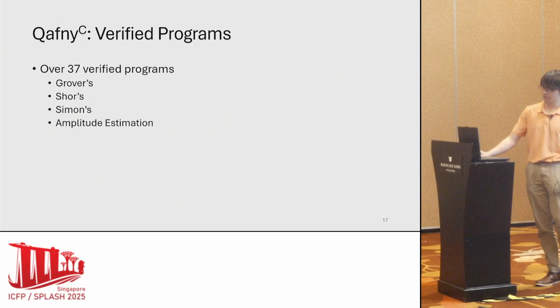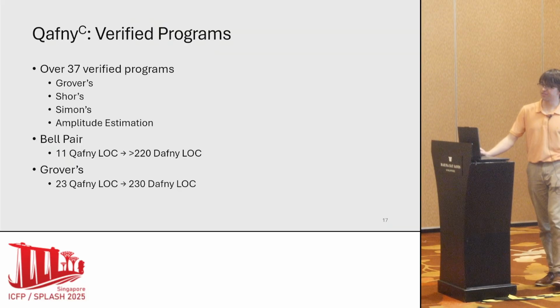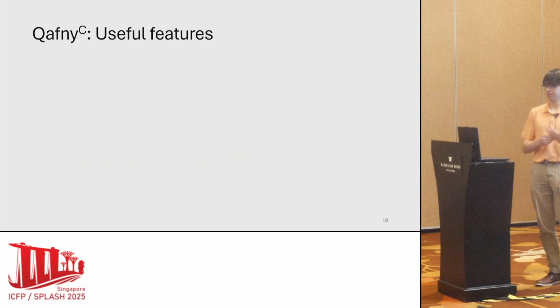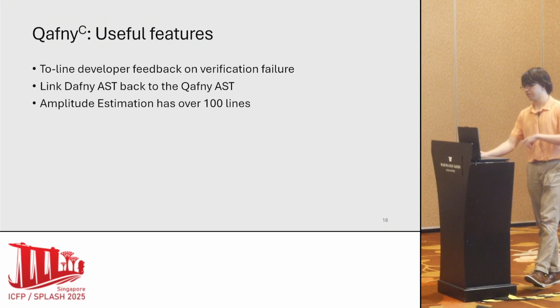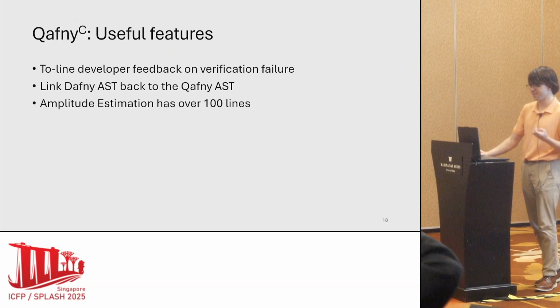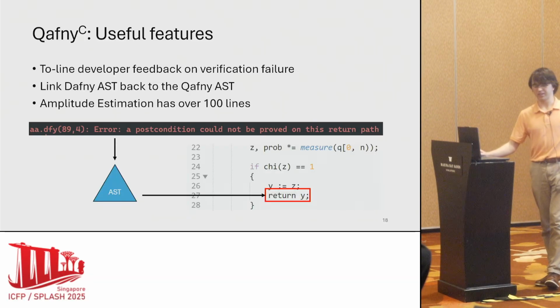As an example of how complex these programs get in Dafny, Bell-Pair, again, turns into 220 lines. Grover's, which is 23 QafnyC lines, turns into 230 Dafny lines. We've also introduced some useful features, such as two-line feedback, converting the Dafny error codes into QafnyC ones. This is really useful for larger files, such as amplitude estimation, which has over 100 lines. So we can convert directly from Dafny back into QafnyC.